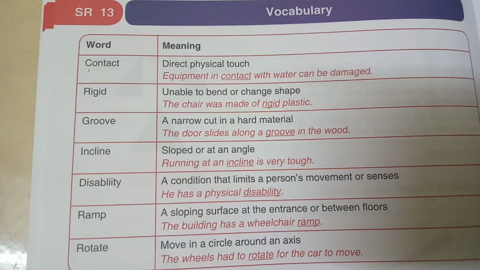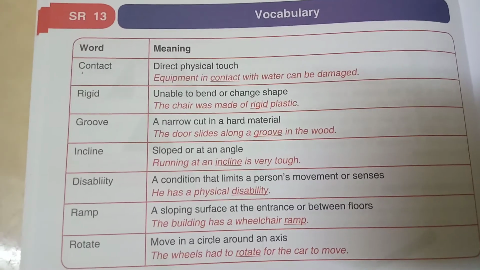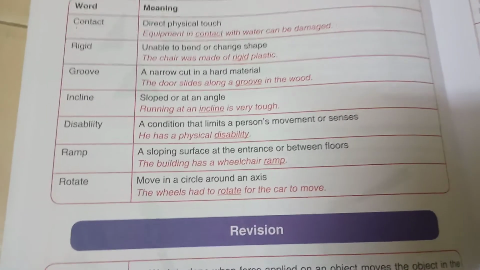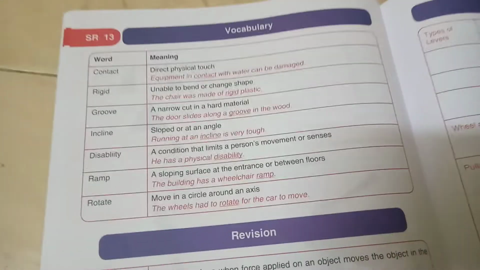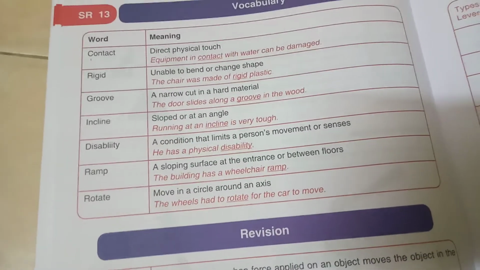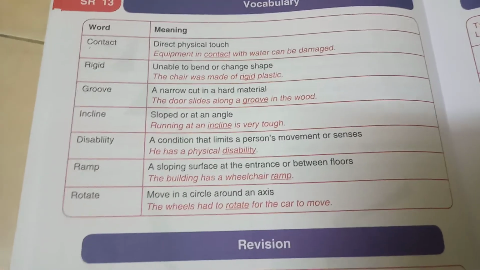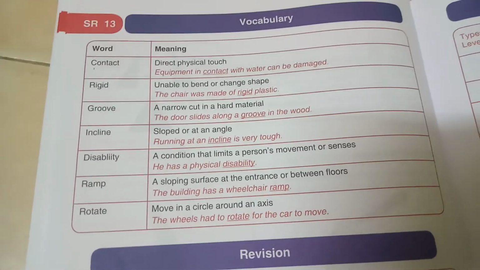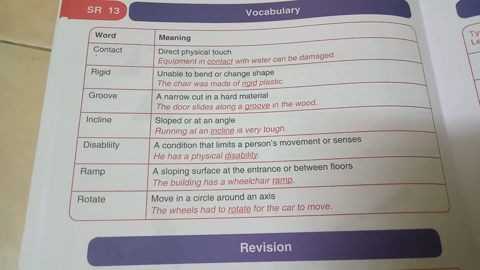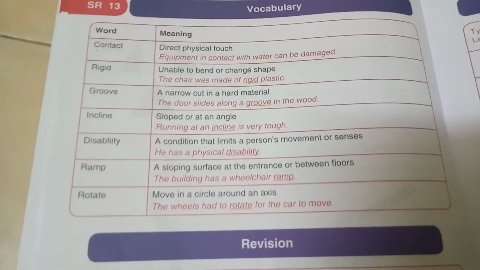So contact is your direct physical touch. Rigid, unable to bend or change shape, fixed. Groove is a narrow cut in hard material. Groove is the gap in the middle of the grass, that is groove. Incline, slope at an angle. Disability is a condition that limits a person's movement or senses. Ramp is a sloping surface at the end or between floors. Wheelchair ramp. Rotate: move in a circle around an axis.